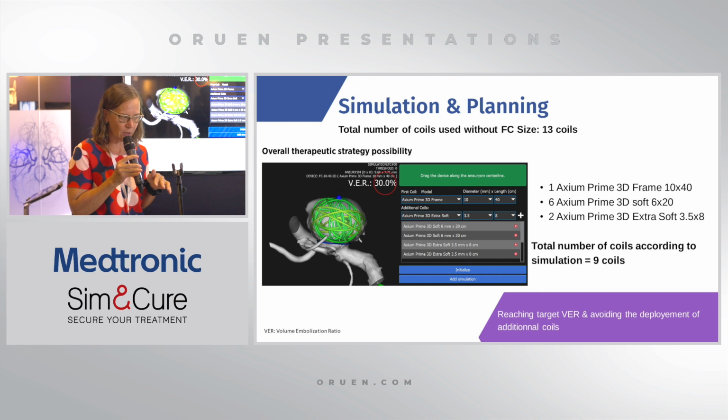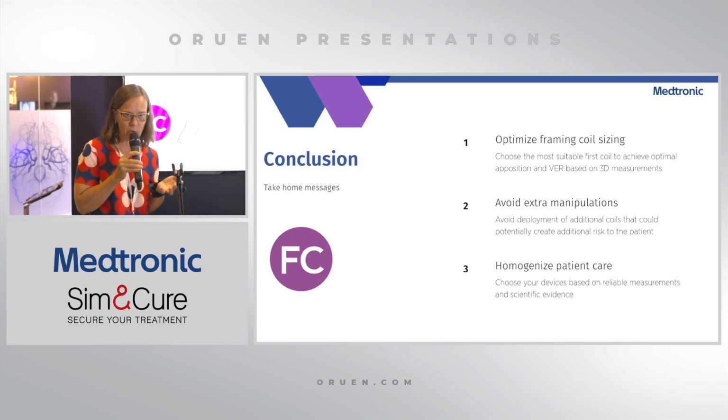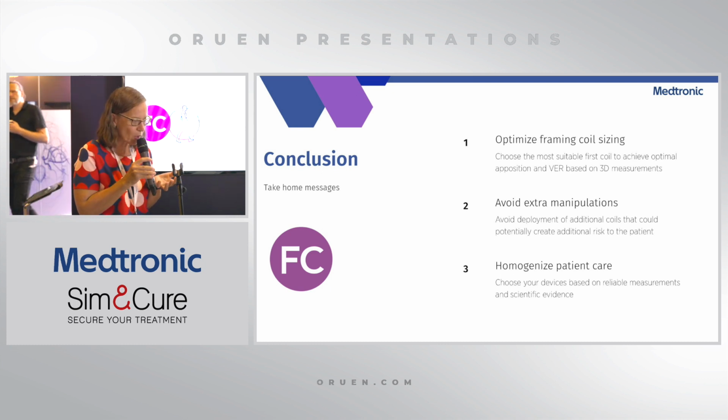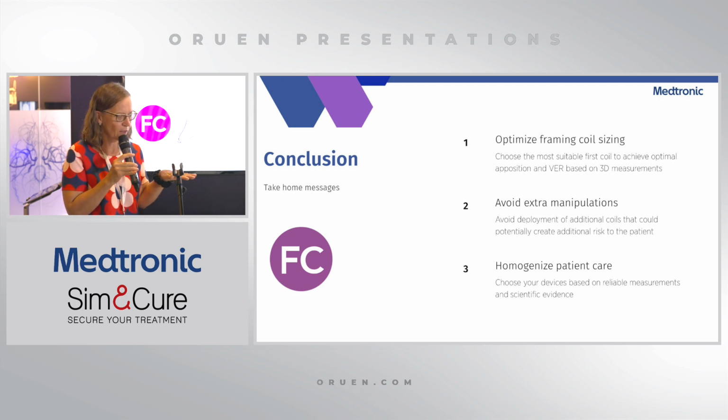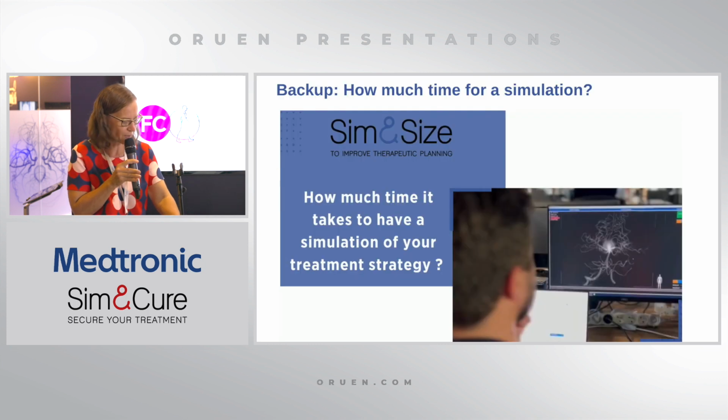So in real life, I used 13 coils to embolize this aneurysm. If I had used the simulation, I would have managed with 9 coils, avoiding extra movements, extra maneuvers. So the target VR has been reached, and it shows green. That means that it's nicely opposed. So what we can reach with the coiling is to optimize the framing coil and then avoid extra manipulation, and all the patients are treated sort of the same way so that the level of treatment is the same. So I find this very, very promising and very helpful.